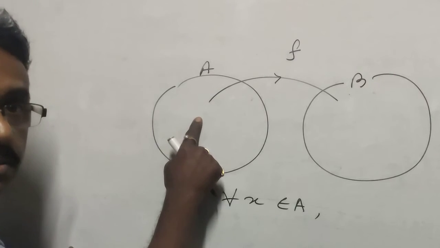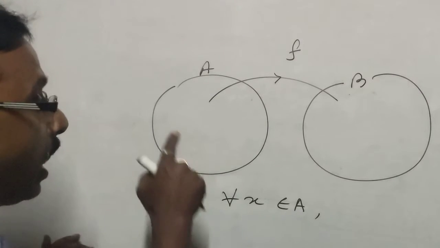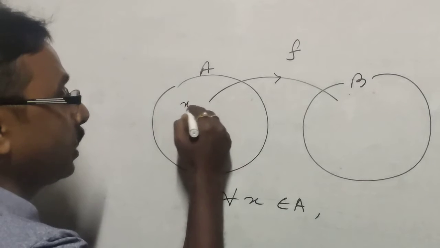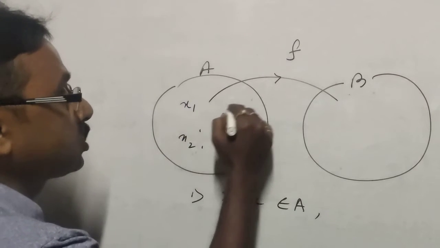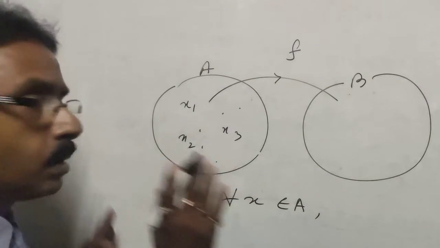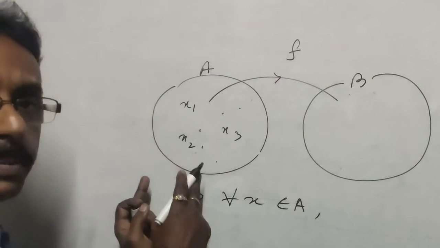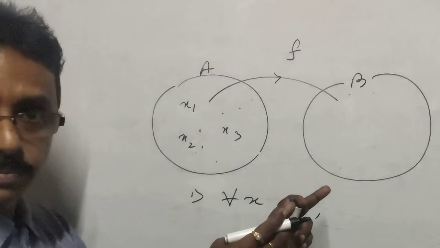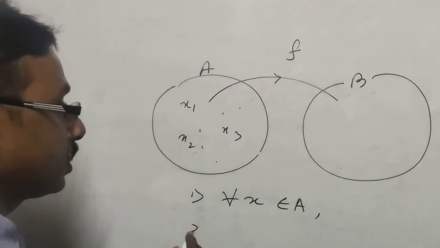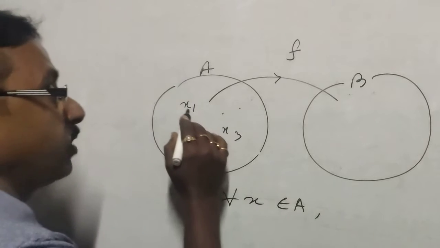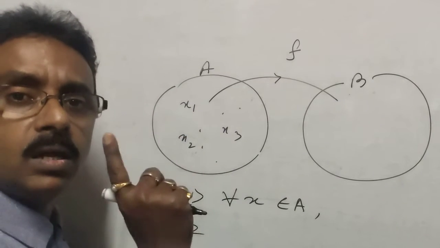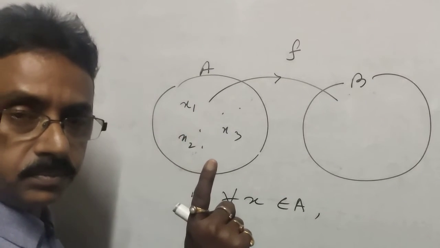So the first condition: every element of A, suppose x1, x2, x3 and so on, so many elements are there. For each and every element there should be an image. Now the second condition: the image should be unique. That means every element has only one image.